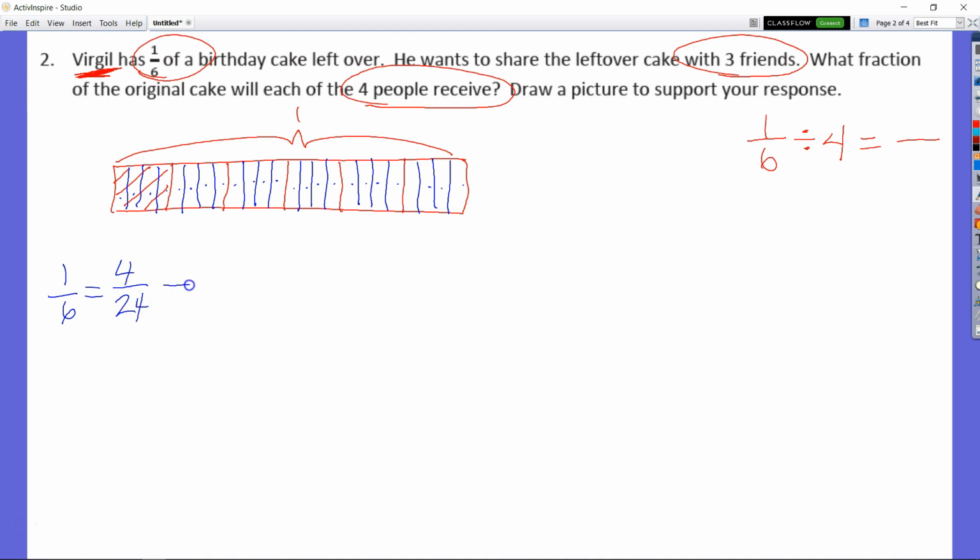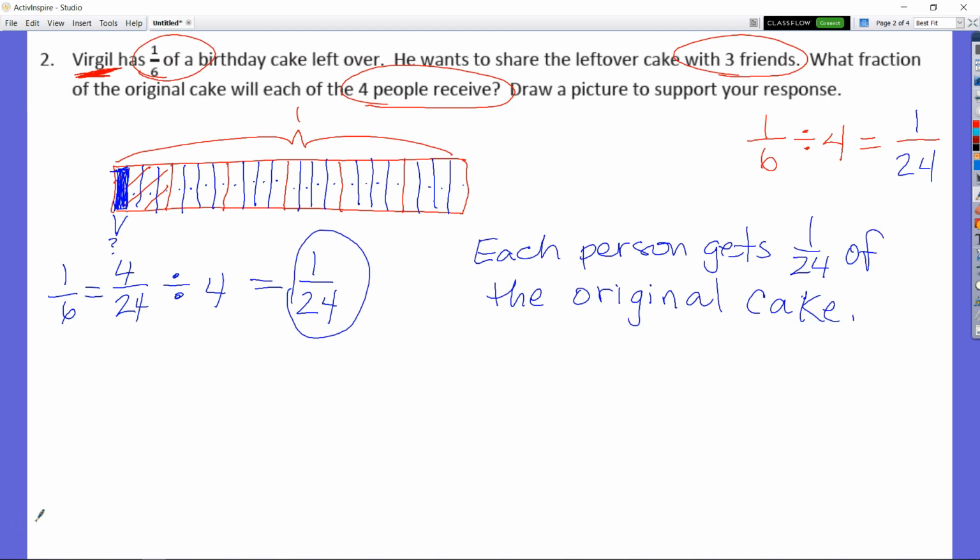We're trying to divide: 4/24ths divided by 4 is equal to 1/24th. That's my 1/24th right there. And of course, each person gets 1/24th of the original cake because he only had 1/6 remaining, which is equal to 4/24ths. They split it by 4 people, and each person would get 1/24th. Take a look at number 3 here.